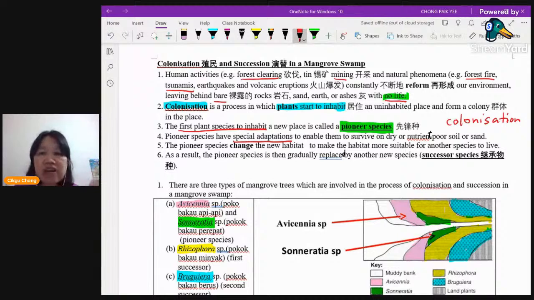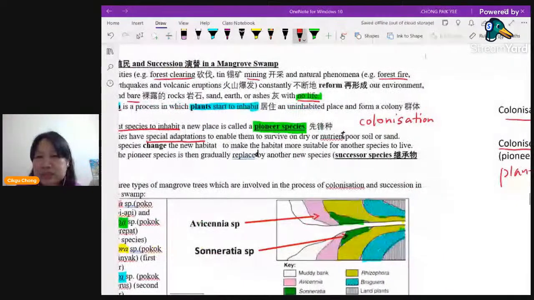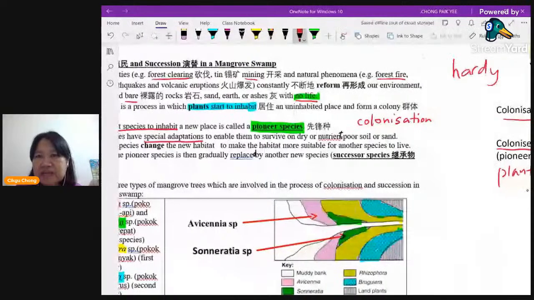So they're very hardy. Okay, the word is hardy. Usually the pioneer species are very hardy. Hardy means tahan lasak. You know, in BM we say tahan lasak. In Cantonese we say it's not xiu jie. You know xiu jie. Xiu jie is literally a little bit of sunlight also cannot take it, a little bit of heat also cannot take it. That's correct, xiu jie. So hardy means they're very strong.